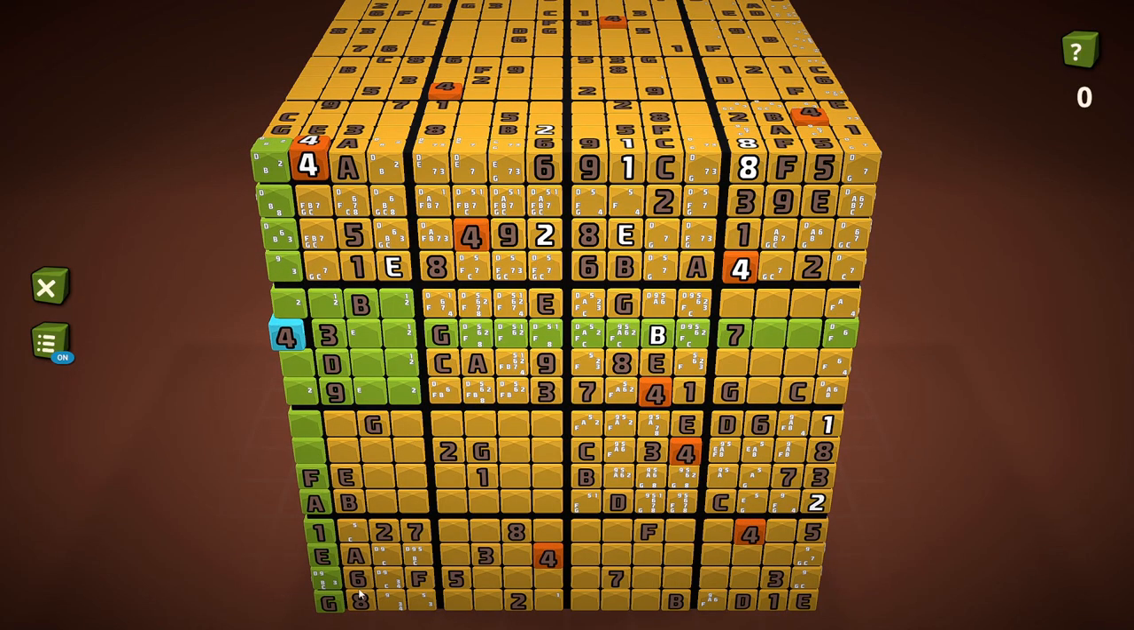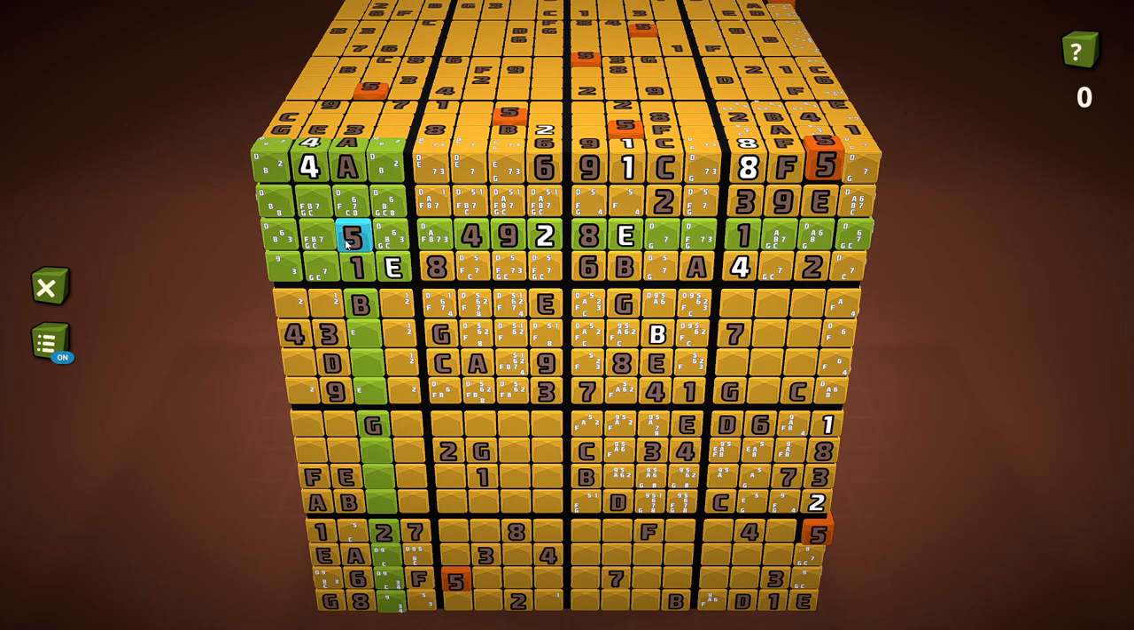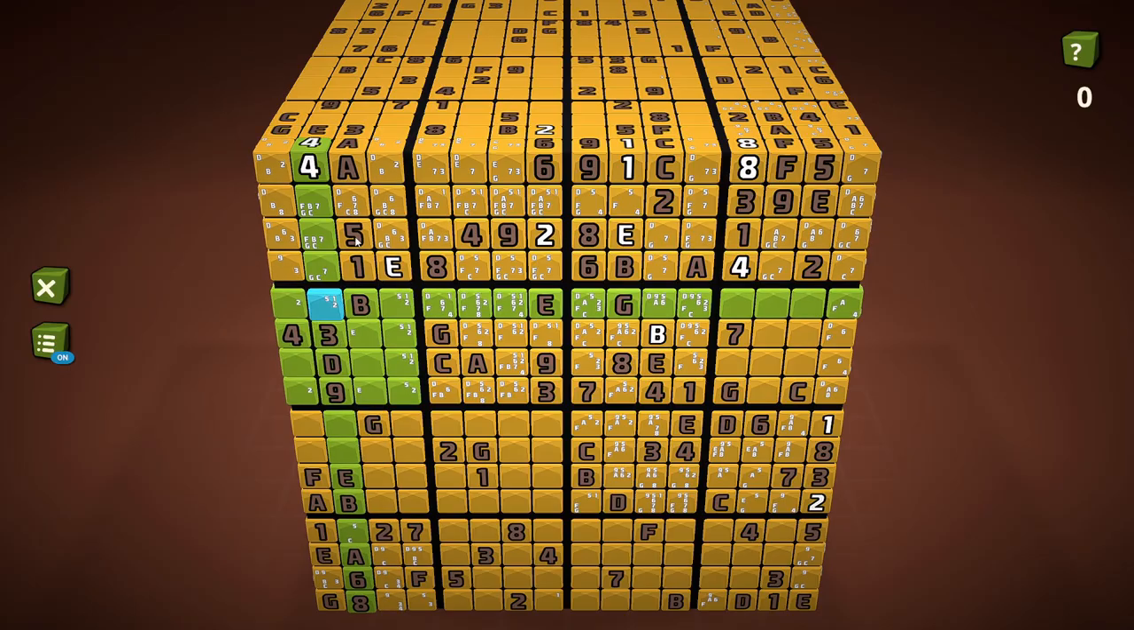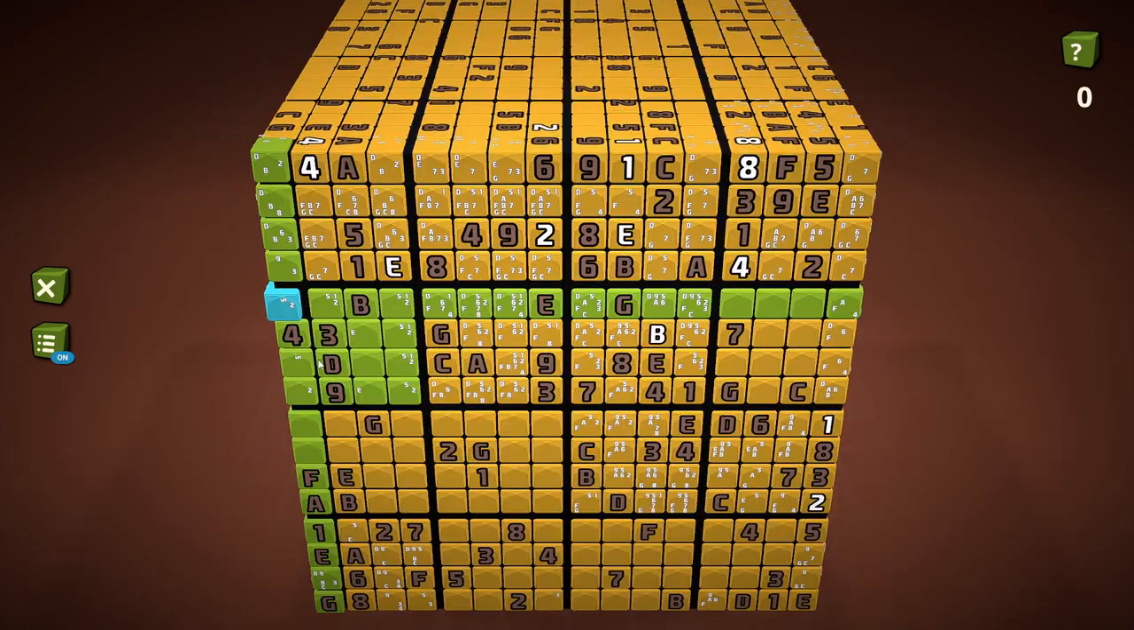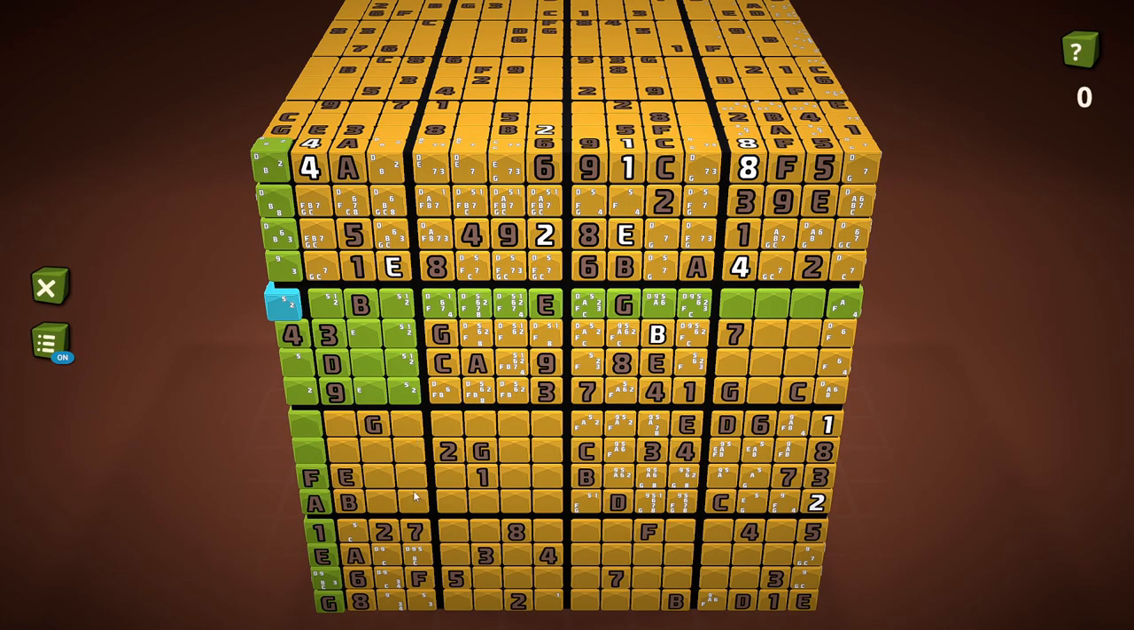Three, 4, 5, 5, 5, 5, 5, 5, 5. Yeah, working on the edges gives an edge and just a little bit of extra advantage.